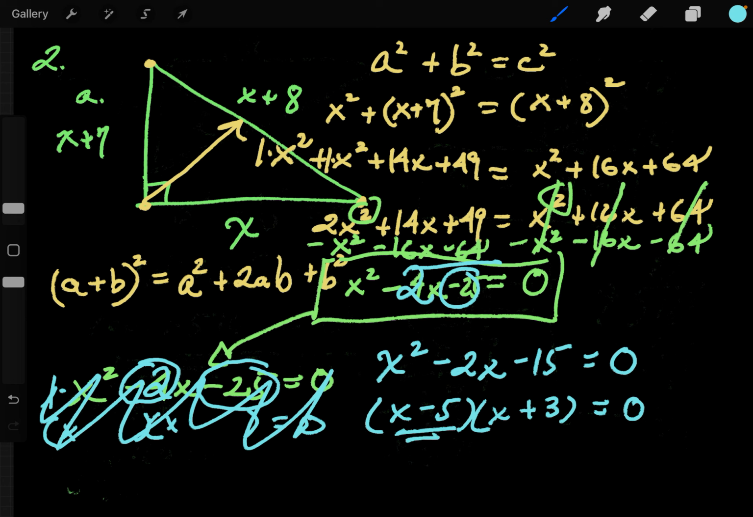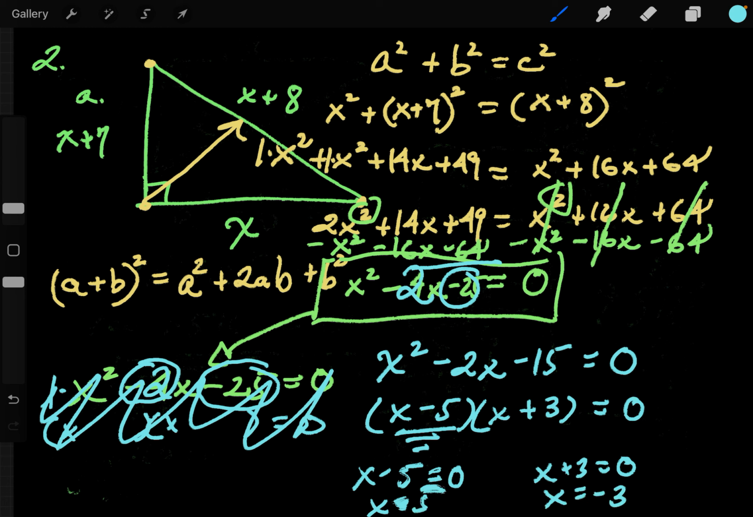If I make this factor equal 0, if I find an x that makes it so this is 0, 0 times whatever is left is going to be 0. So all I have to do is make it so x minus 5 equals 0, or that x plus 3 equals 0. What that guarantees is that x should equal 5 or x could equal negative 3.